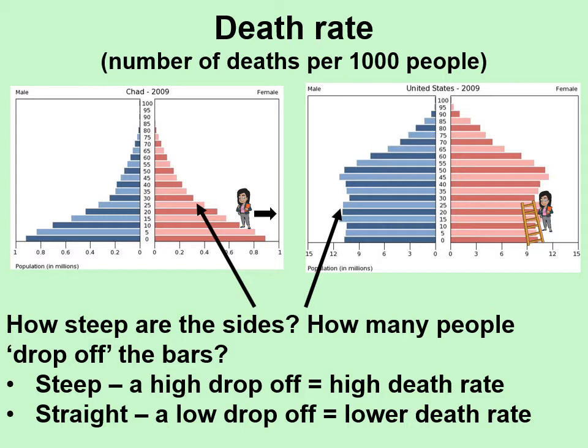So Chad has a higher death rate because the sides of the pyramid are steeper. They are more pyramid shaped. Fewer people are living to get to the next bar.